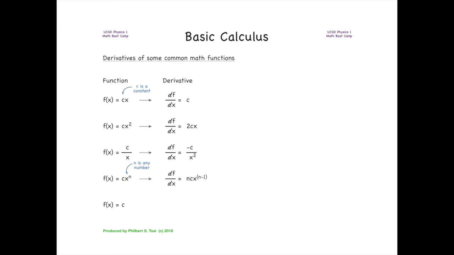If f of x is just a constant, we remember that x to the 0 is the same as 1, and we can always multiply any number by 1, so we can write c as cx to the 0. If we repeat the procedure of bringing the exponent down, then we end up with a 0 out front, and 0 times any number is 0, and that tells us that the derivative of a constant is always 0.